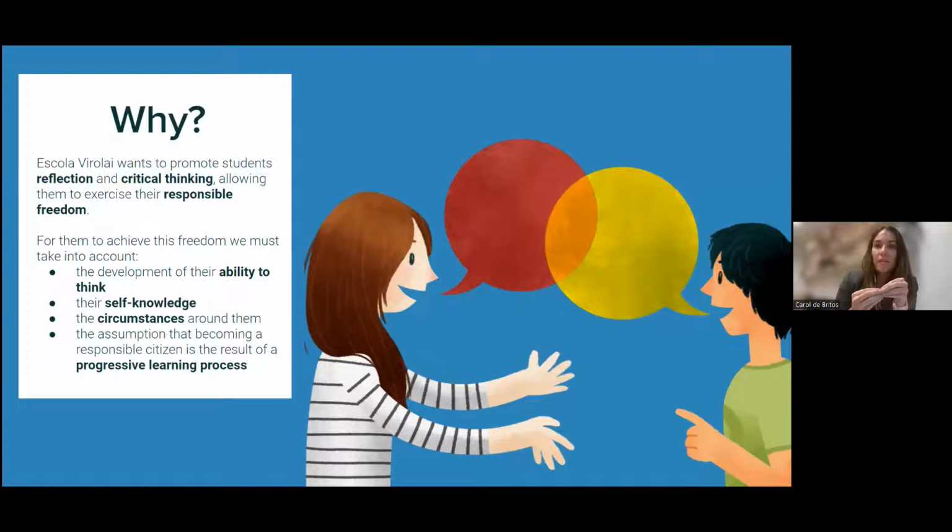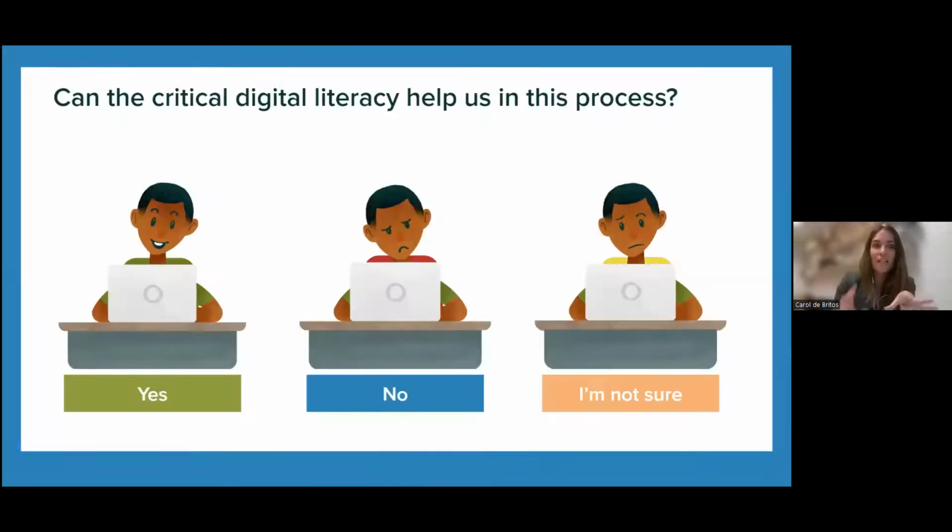Also, we have to have in mind the circumstances around them. We have students that come from different backgrounds and have different situations, so this is also important. And also the assumption that becoming a responsible citizen is a result of a progressive learning process, which, as I've said, because we have students from all the ages possible, we can see and plan. So having all this in mind, can critical digital literacy help us in this process? Definitely the answer is yes. And that is one of the reasons why we became part of this DETECT project that Darren was talking about a while ago.